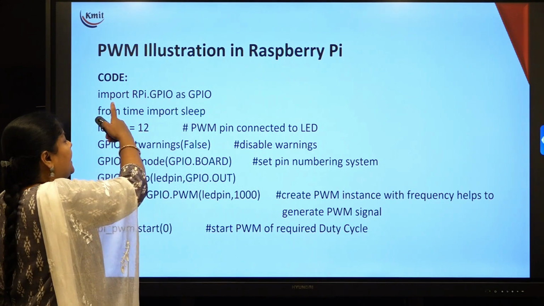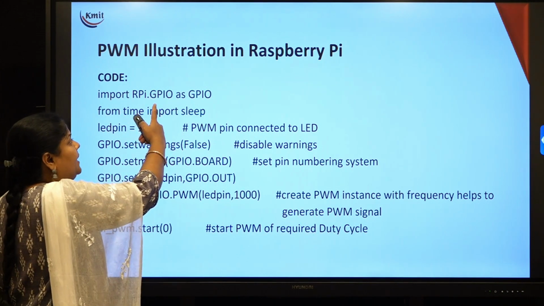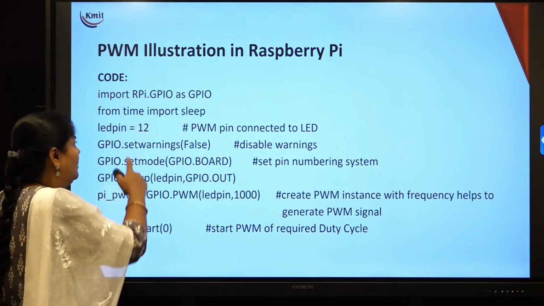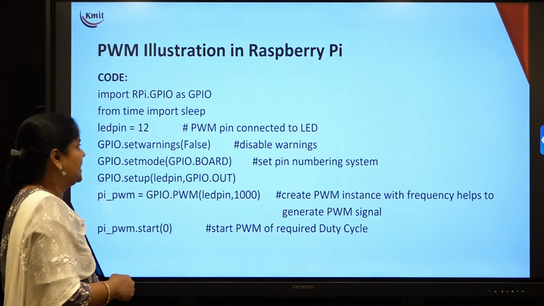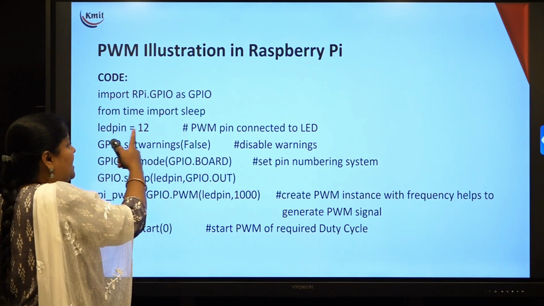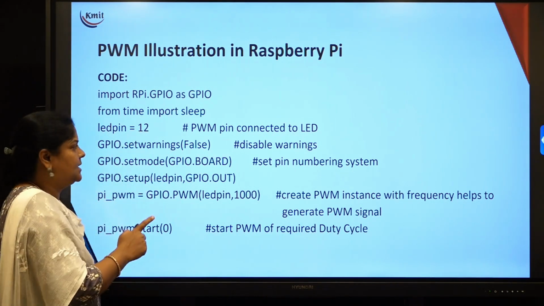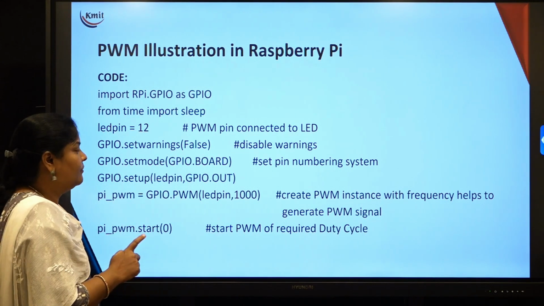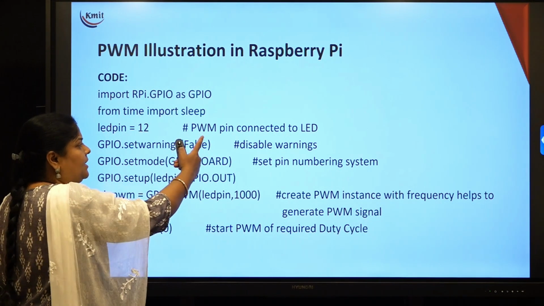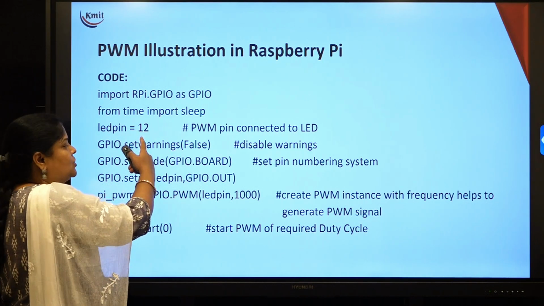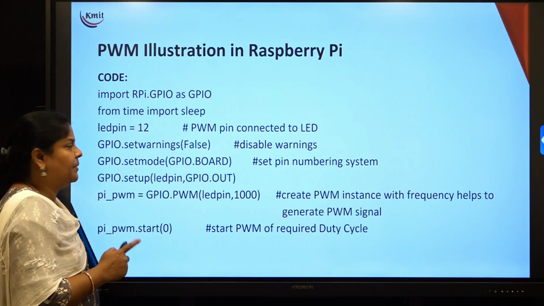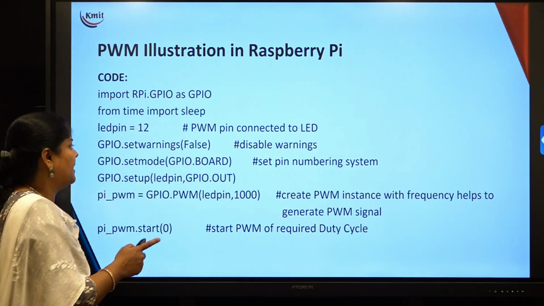So, for that you are writing the code import RPi.GPIO as GPIO and then you are importing the sleep library. LED pin is equal to 12. So, the 12th pin is the PWM pin, which takes pulse width modulation, which is connected to LED. So, LED you are going to connect to the 12th pin of Raspberry Pi board.